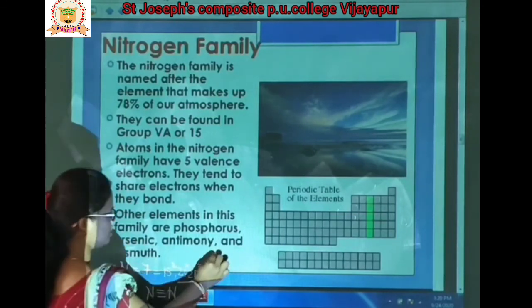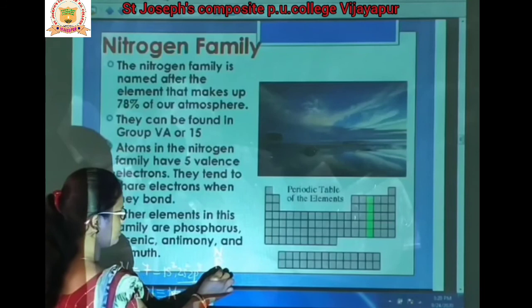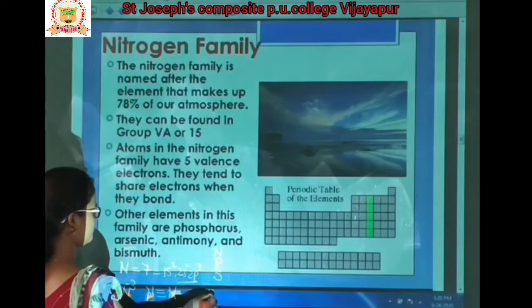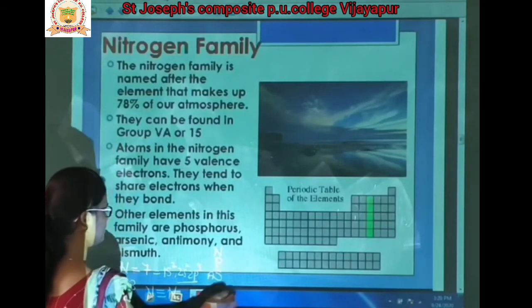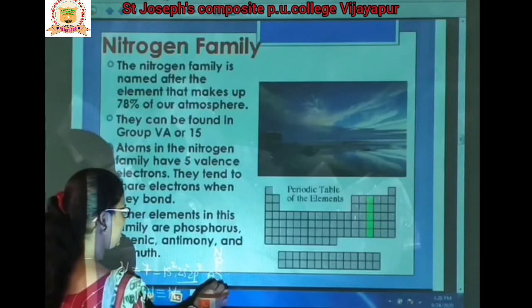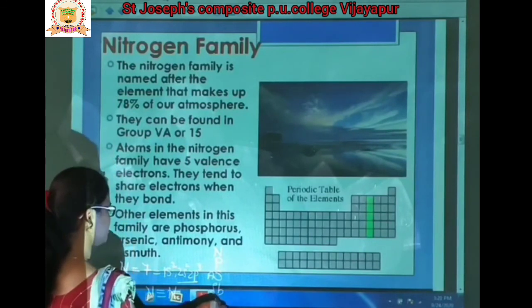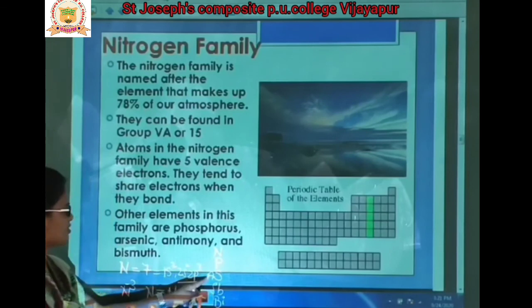What are those? Nitrogen, phosphorus, arsenic, antimony and bismuth.